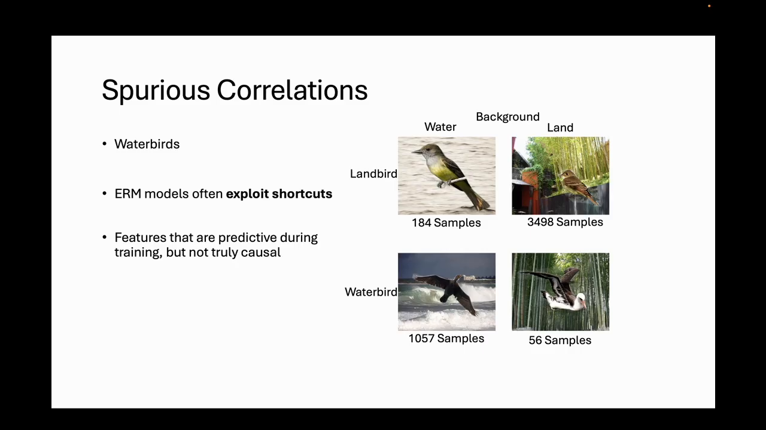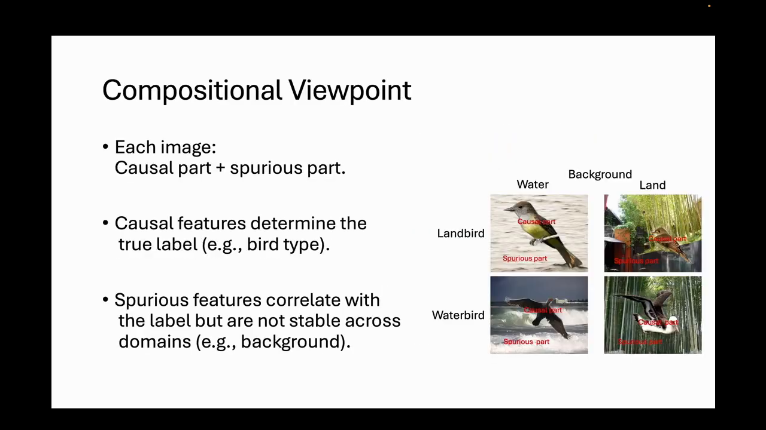To explain spurious correlations, let's consider the Waterbirds dataset. The task is to classify images into land birds and water birds. However, most land birds in this dataset appear on land background, and most water birds appear on water background. This creates a correlation between background and label that is not truly causal. ERM models, those trained with empirical risk minimization, tend to exploit such shortcuts. They rely on correlated features rather than causal ones, which reduces generalization when the correlation breaks.